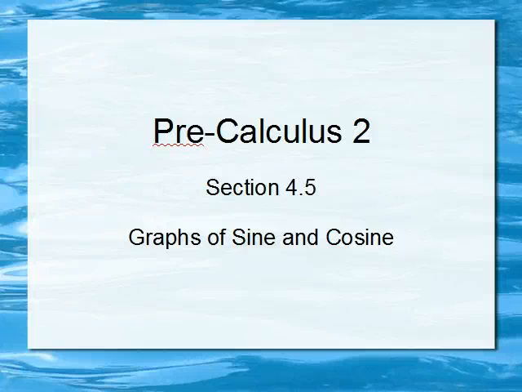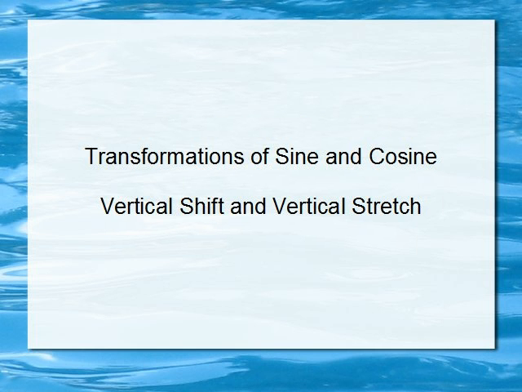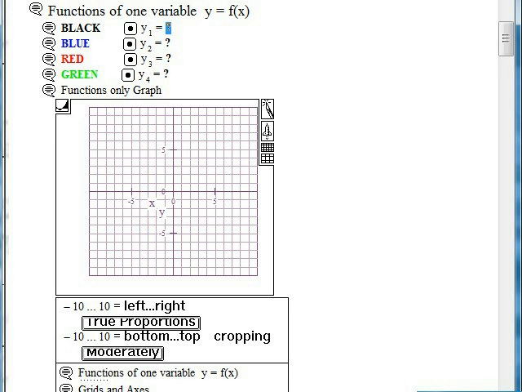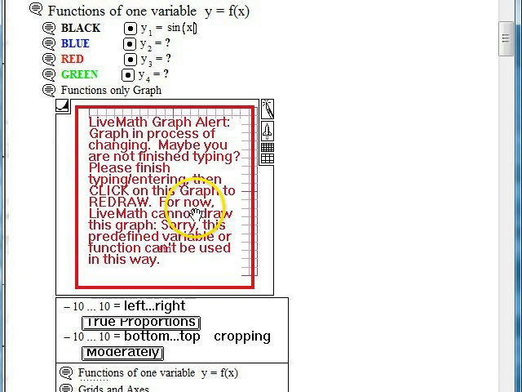This is now the fourth part of section 4.5, graphs of sines and cosines. In this section, we're going to look at transformations of sine and cosine graphs, focusing on producing vertical shifts and vertical stretches. Okay. So just like we did with the parabolas in the previous video, we are going to look at shifting sines and cosines around. I'm going to start with the sine curve here, y equals sine x.